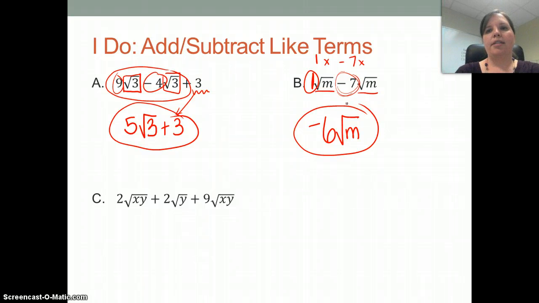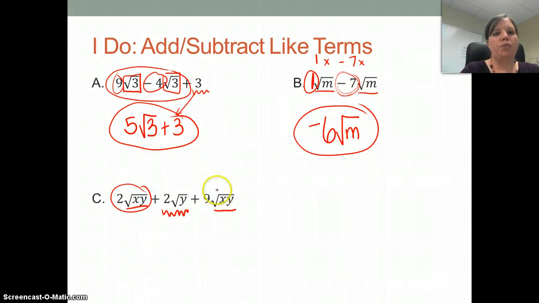So it's like how many do you have of the square root of m. So letter C here, like radicals, you have to have x, y inside the square root. This square root of y, although the y matches, the radicals have to be identical. So if we combine these, we have 2 square root of xy plus 9 square root of xy.